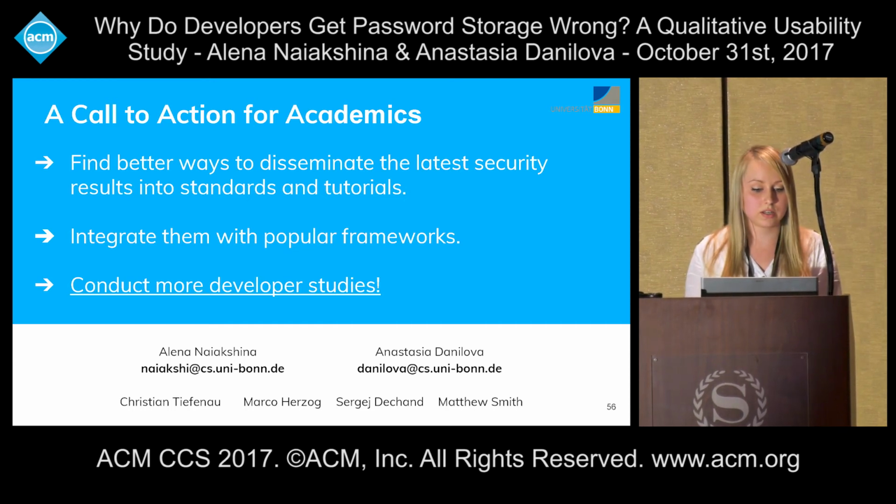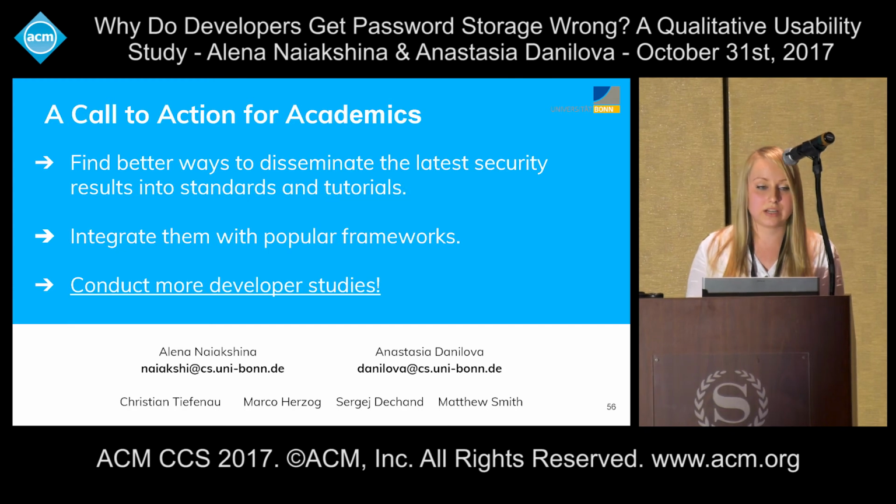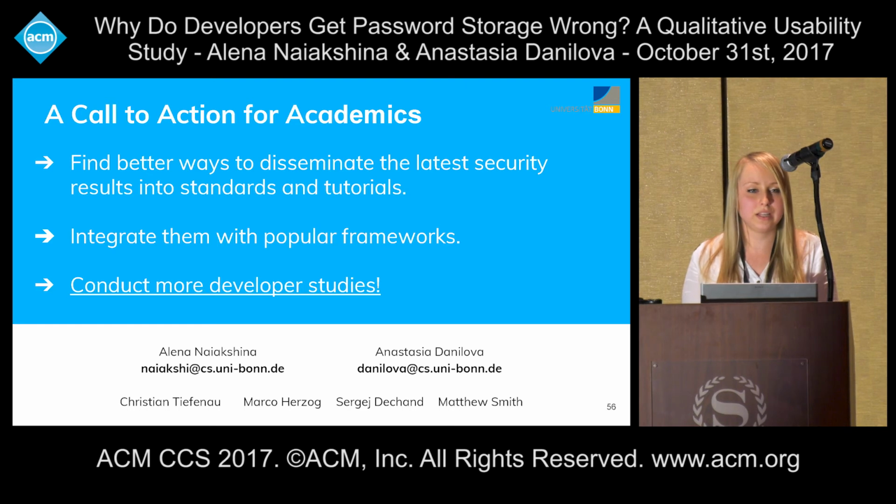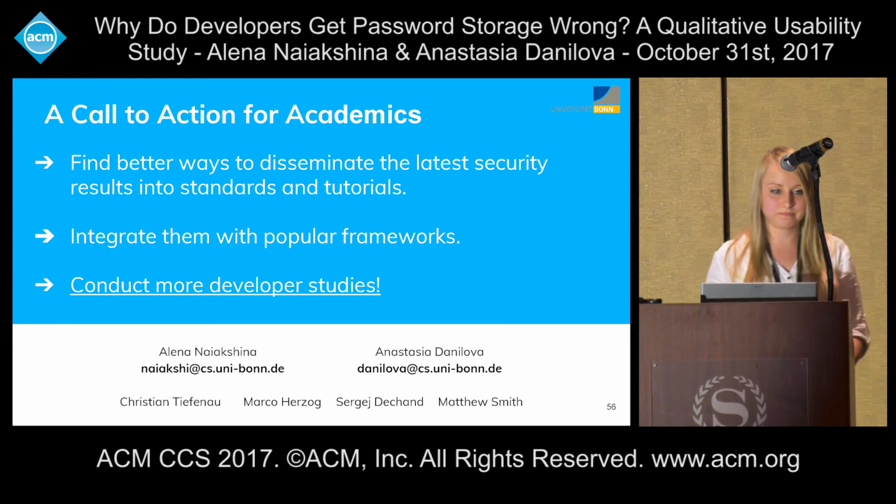So last but not least, conduct more developer studies, because tons of user data depend on only a handful of developers, as we have seen at the beginning of our talk with the Yahoo data leak. So thank you very much.